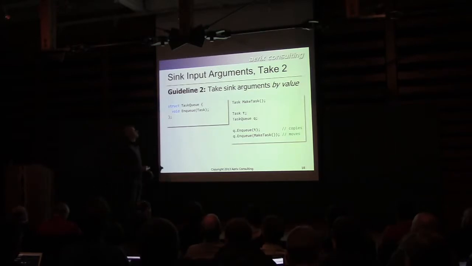Okay. So this is my guideline. Take sink arguments by value. Unless you have some extenuating circumstance, this is generally good advice when designing interfaces. Any other questions about this?